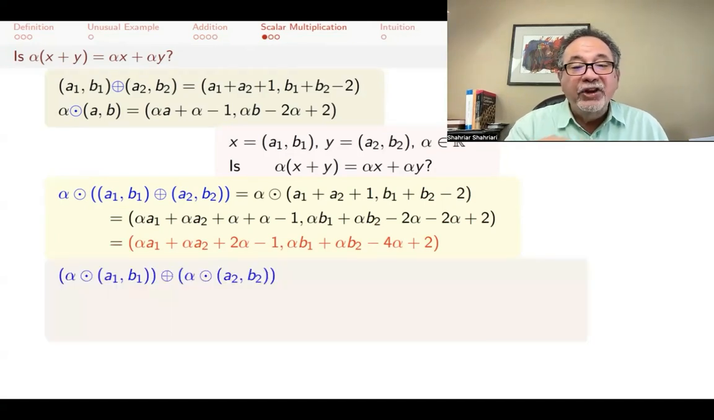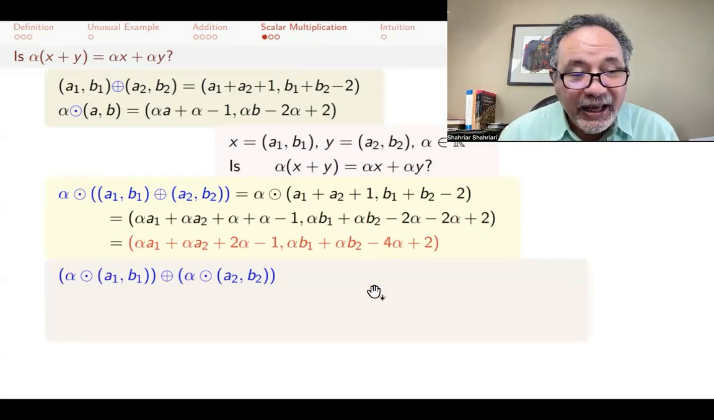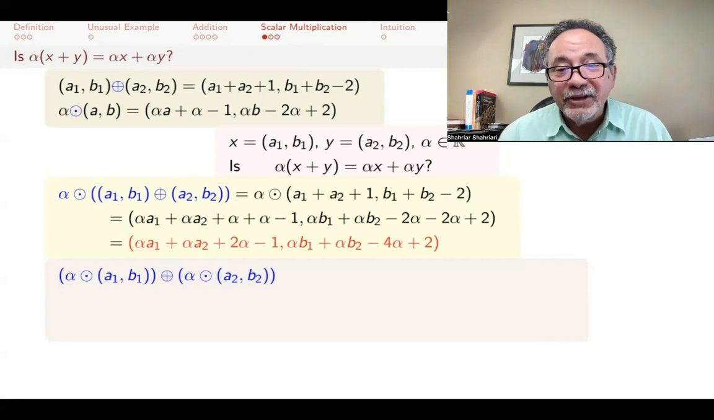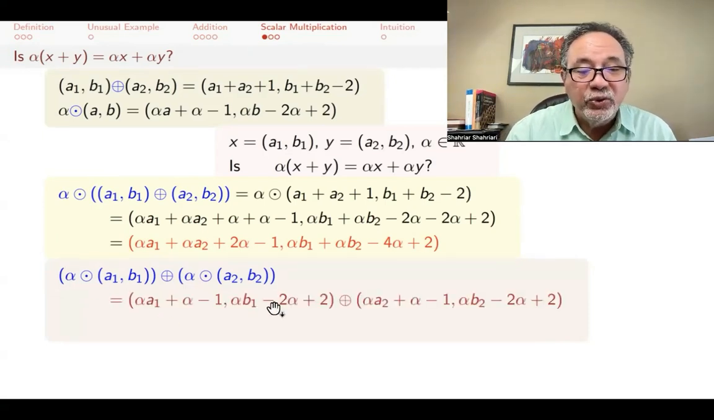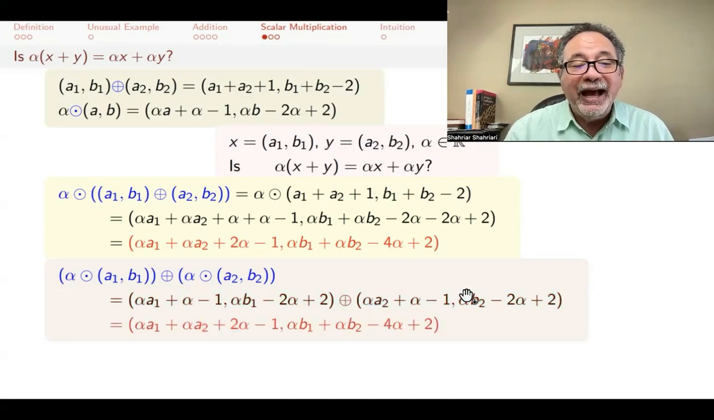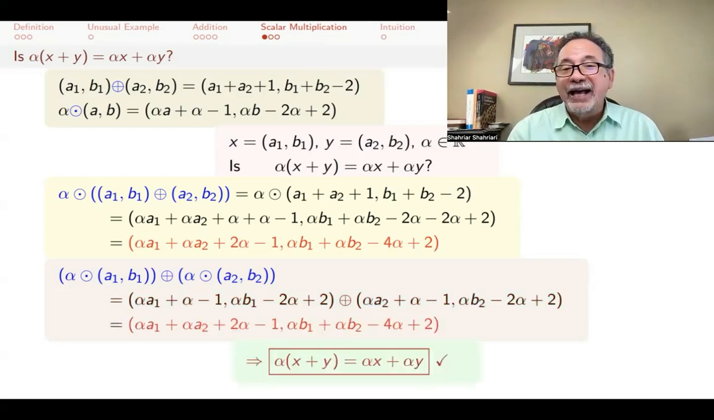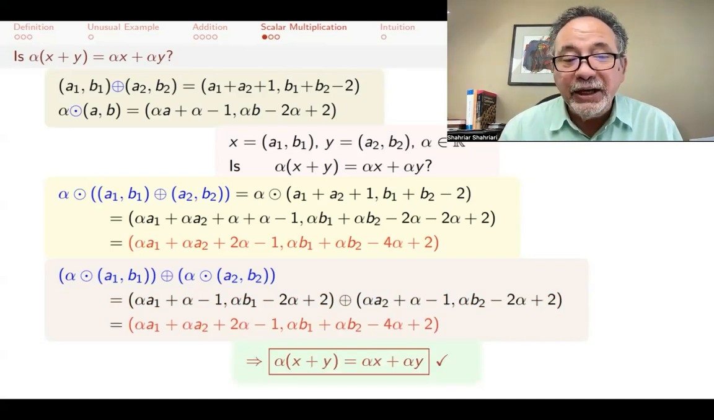But if I find the other thing, which is alpha x plus alpha y, so this is alpha times a1 b1 plus alpha times a2 b2, then I have to use my scalar multiplication rule and my addition rule to add them. I will get the same thing. And so this axiom holds. The point is that because this is not a usual addition and scalar multiplication, we actually have to go through every step and make sure that all of these things match.